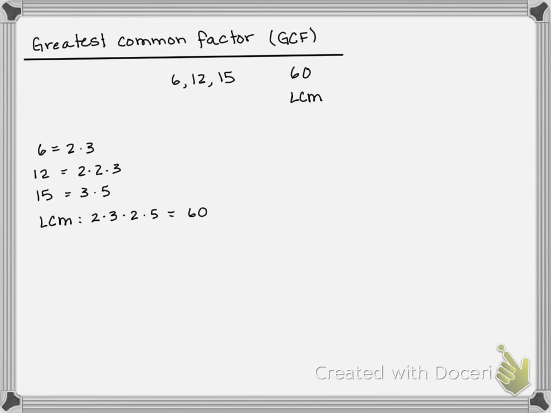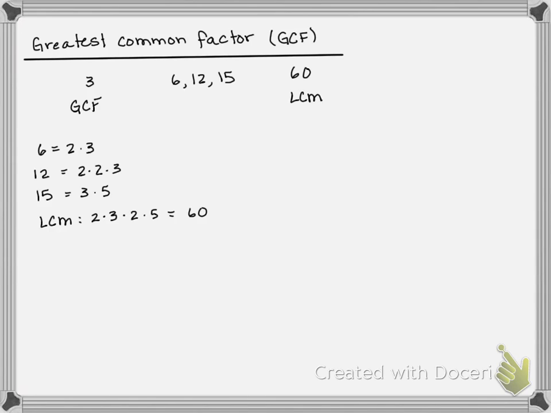The greatest common factor is sort of the opposite. It is the biggest number that divides evenly into all of them. So just looking at 6, 12, and 15, can you think of a number that divides evenly into all of them? The answer is 3. So 6 is divisible by 3, 12 is divisible by 3, and 15 is divisible by 3. So our greatest common factor is 3.